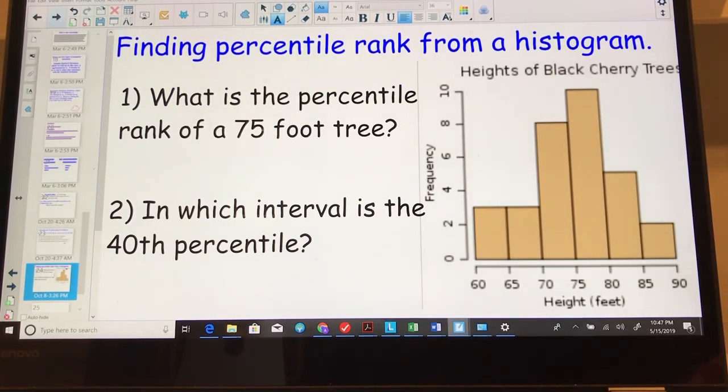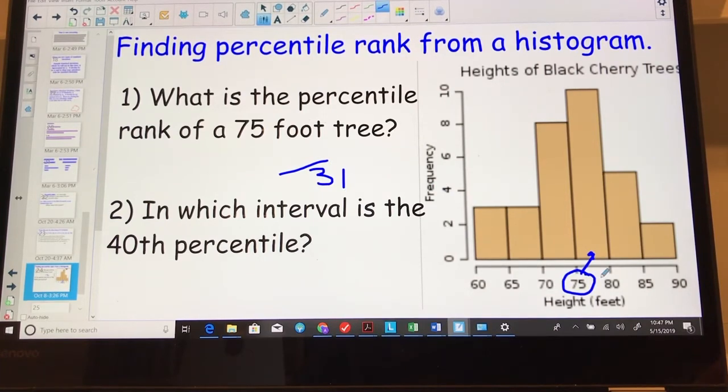Finding percentile rank from a histogram. What's the percentile rank of a 75-foot tree? If you look here, here's 75 feet, and if you recall with histograms, a data value that's on the edge goes into the box at the right. So 75 is actually in this box. If we look here, we've got 3 plus another 3 plus an 8 plus a 10 plus a 5 plus a 2. So that's 6, 14, 24, 29, 30, 31. So we have 31 trees there.